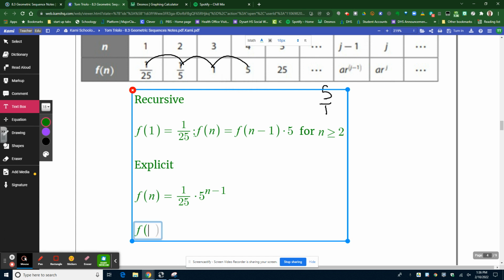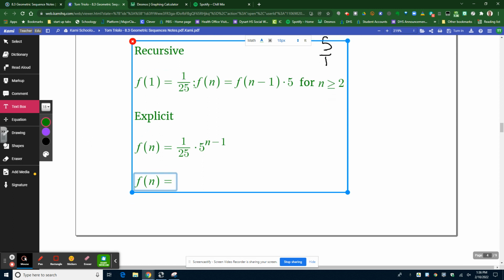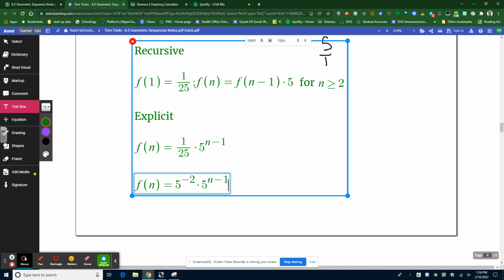So f of n equals 1/5 squared. Is there another way we can write 1/5 squared? 5 to the -2. Okay, so 5 to the -2. And then everything else stays the same. But why would I do that? Why would I possibly make you do that? So instead of 2 5s, I can just write 1. So another way you could write this is 5 to the power of n minus 1.